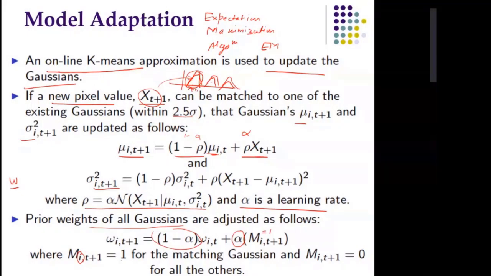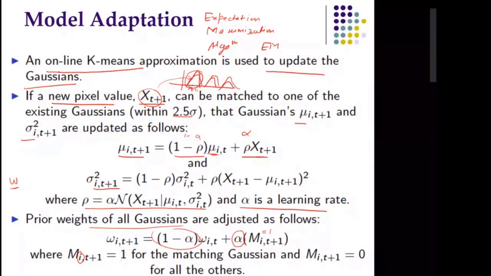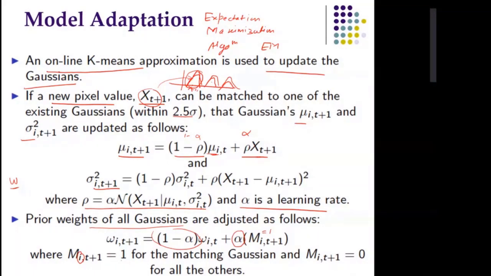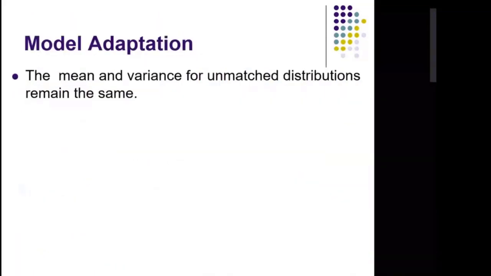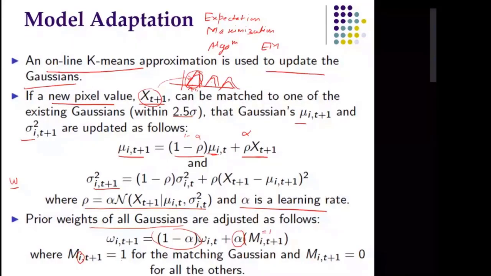So this is how we are learning or updating our model. We are updating our mean, variance, and weight for each Gaussian in this way. And this is done, mind you, for every pixel separately. So every pixel has a mixture of Gaussians. For another pixel we have another set of Gaussians, and for another pixel another mixture of Gaussians.